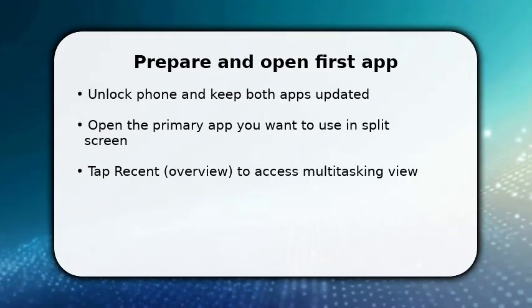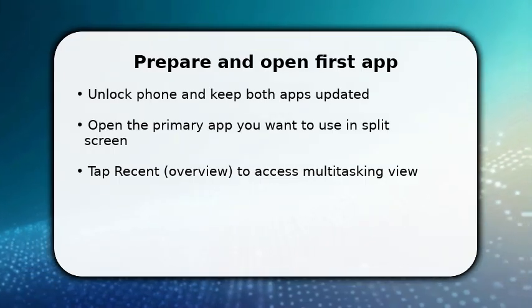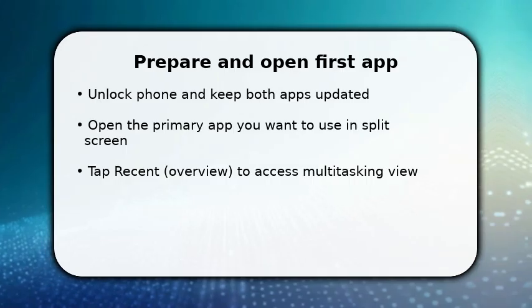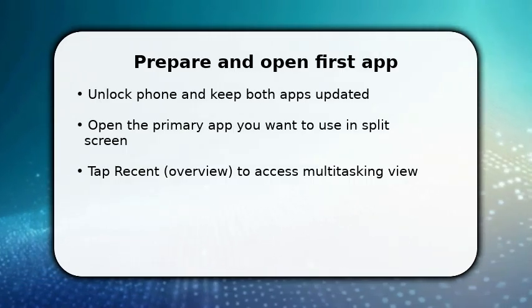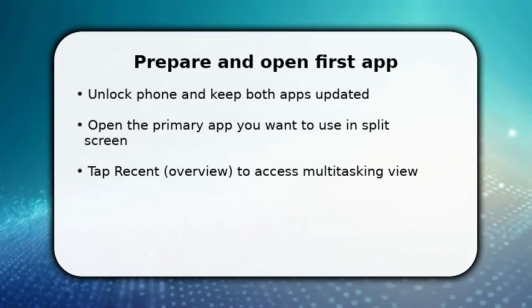You start by unlocking the S21 Ultra and opening the first app you'll split. This is the app that anchors the top or left pane. Once done, tap the Recent button or swipe up and hold to reveal Overview. Make sure the app appears as a card.